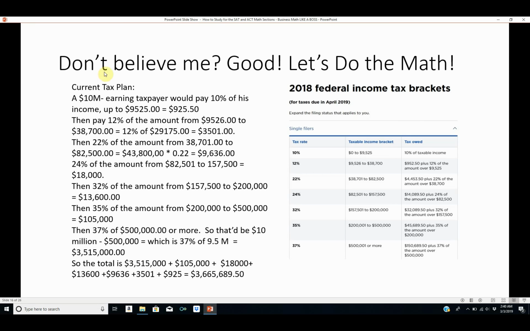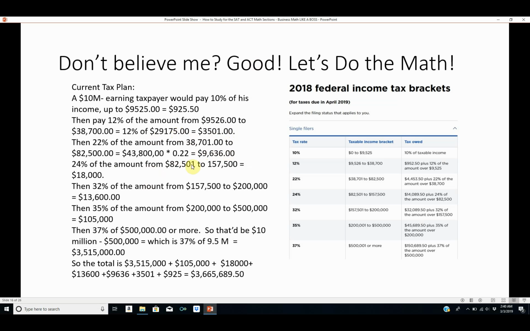Under the current tax plan, a $10 million earning taxpayer would pay 10% of his or her income up to $9,525, which is $952.50. So that's the same as anyone. Then 12% of the amount from $9,526 to $38,700, which is 12% of $29,175, which is $3,501. Then you pay 22% of the amount from $38,701 to $82,500, which is $43,800 times 22%, which is $9,636.